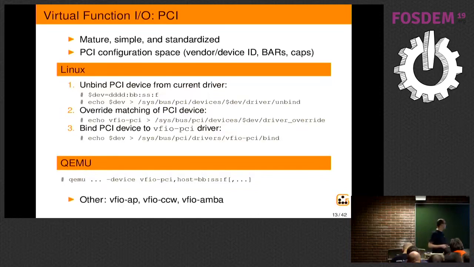Now, I have to say there are other ways as well, like there's VFIO for AP and CCW, which are used on IBM mainframes. There's also something for the ARM AMBA bus, but there doesn't seem to be any support for that in QEMU yet. Maybe they use other solutions, other virtualization techniques.